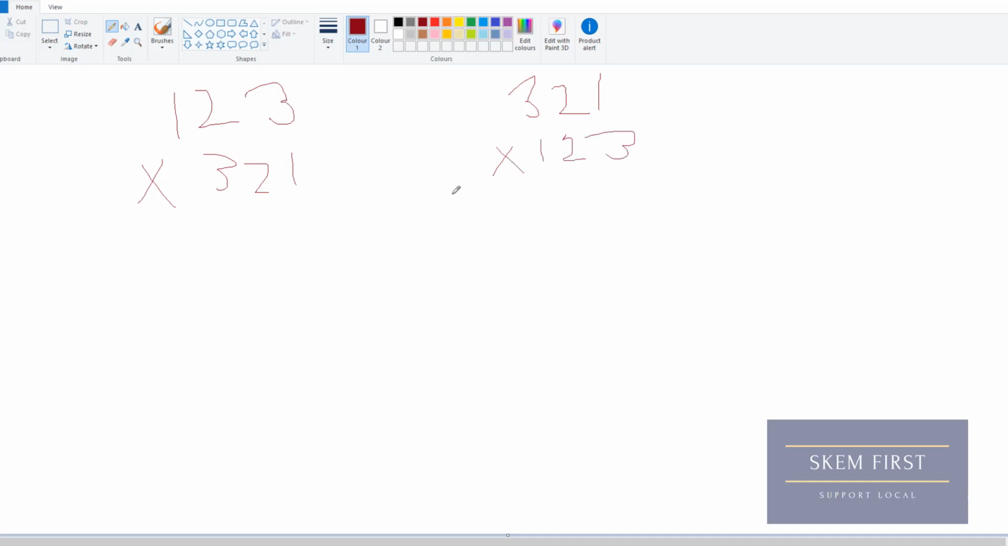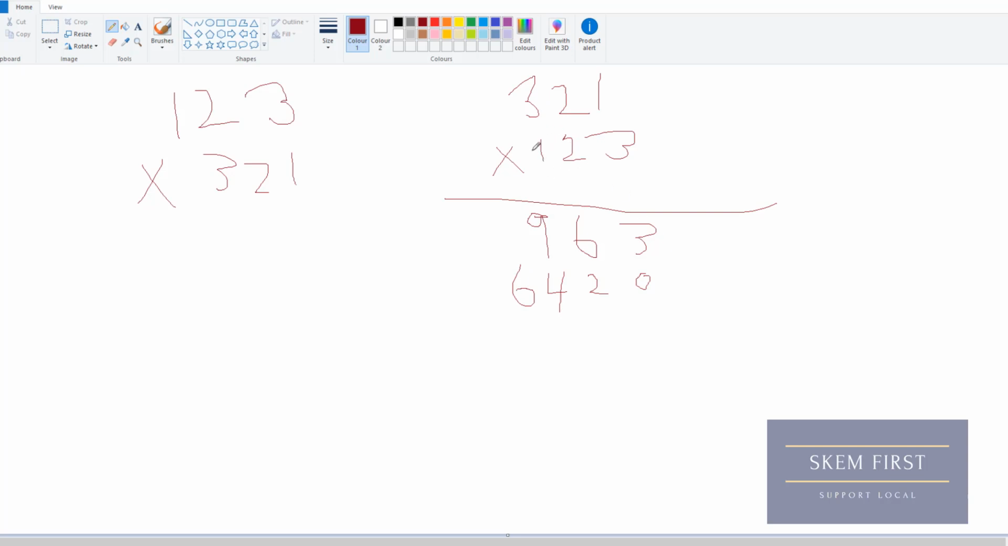You get the same answer, it seems to be easier to work it out by putting the biggest number at the top. So 3 times 1 is 3, 3 times 2 is 6, 3 times 3 is 9. So 3 times 321 is 963. Now we're going to go on to the tens column, so we need to put a 0. And we say 2 times 1 is 2, 2 times 2 is 4, and 2 times 3 is 6.